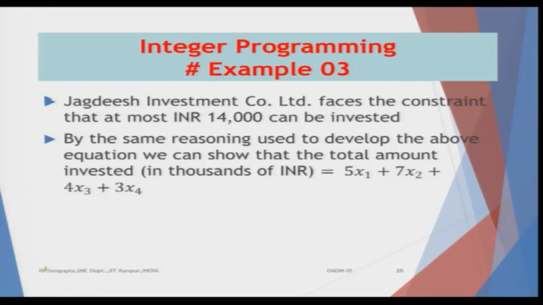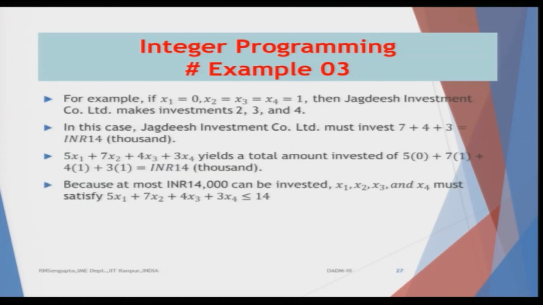So, here it is 5 into x1 if it is invested in the first, 7 into x2 if it is invested in the second, 4 into x3 if it is invested in the third and 3 into x4 if it is invested in the fourth. So, x1, x2, x3, x4 can be 0 or 1 depending on the decision which is being taken.